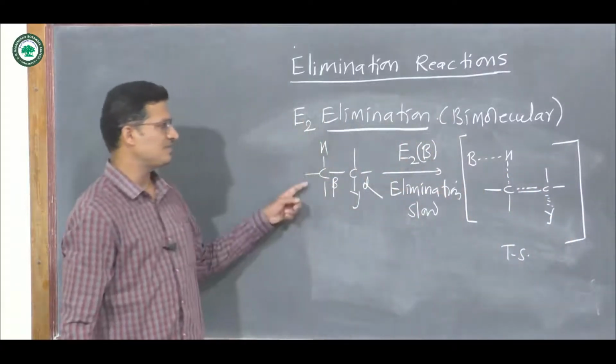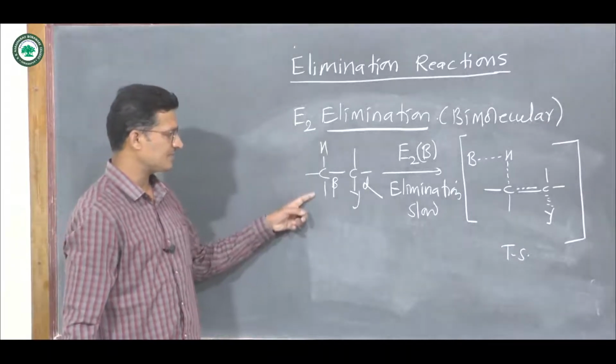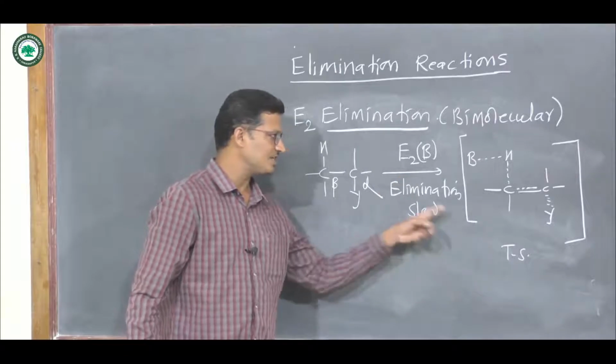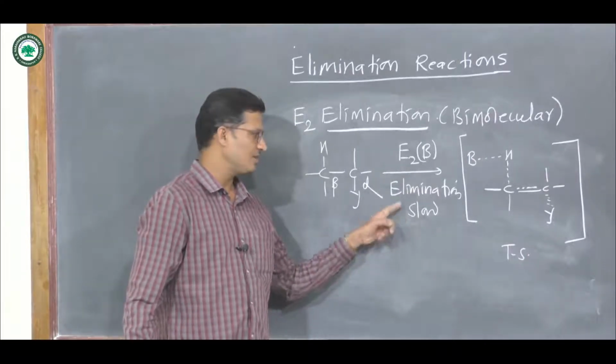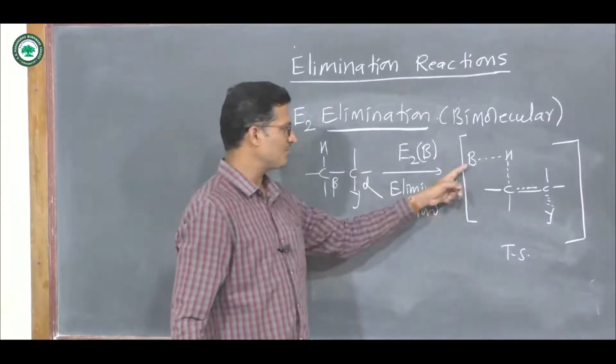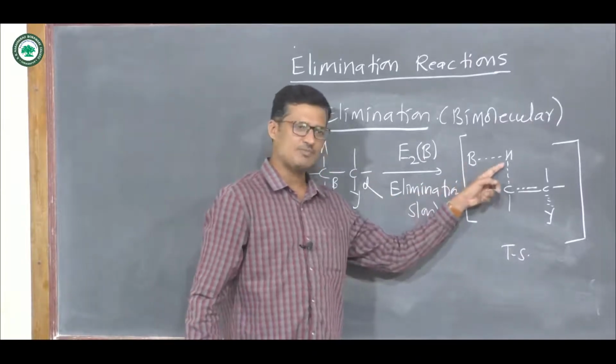So this is a simple E2 elimination. What happens? You take the substrate and use a strong base, then a transition state forms. It is a single step reaction. The first step is a slow step. The base abstracts the proton, so a bond between the base and hydrogen is formed.